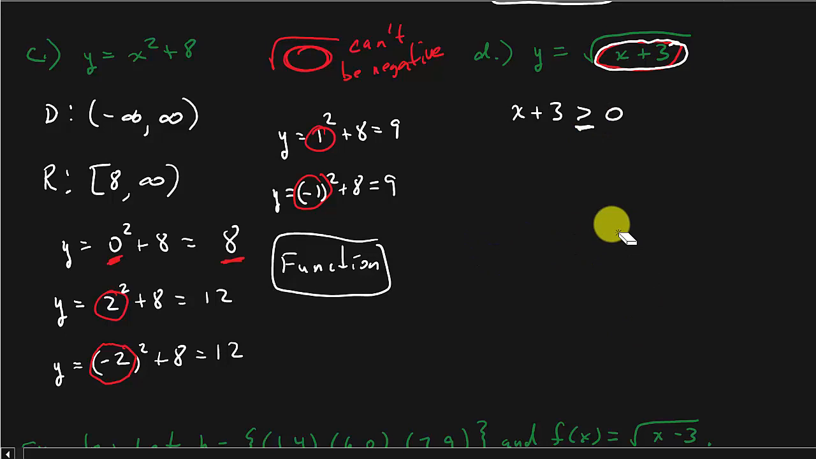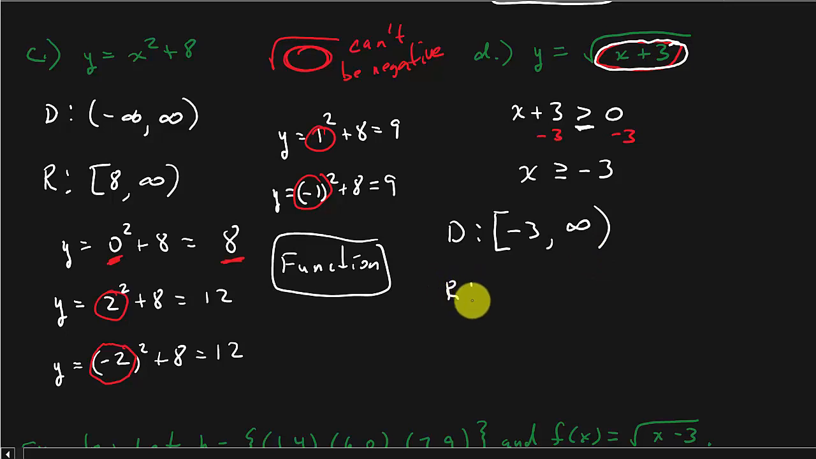By this time in your college algebra class, you've learned how to solve inequalities. So I'll subtract 3 from both sides, and I have x is greater than or equal to -3. So my domain is everything greater than or equal to -3, everything from -3 to infinity. Is the -3 included? Yes, so it's going to have a bracket on it. And then, as always, we put the parenthesis on the infinity. Now I need the range.